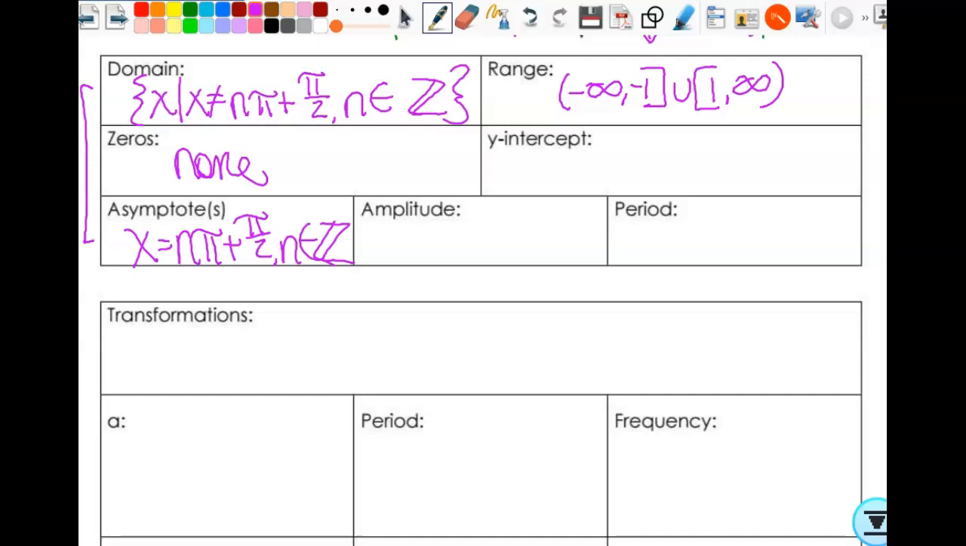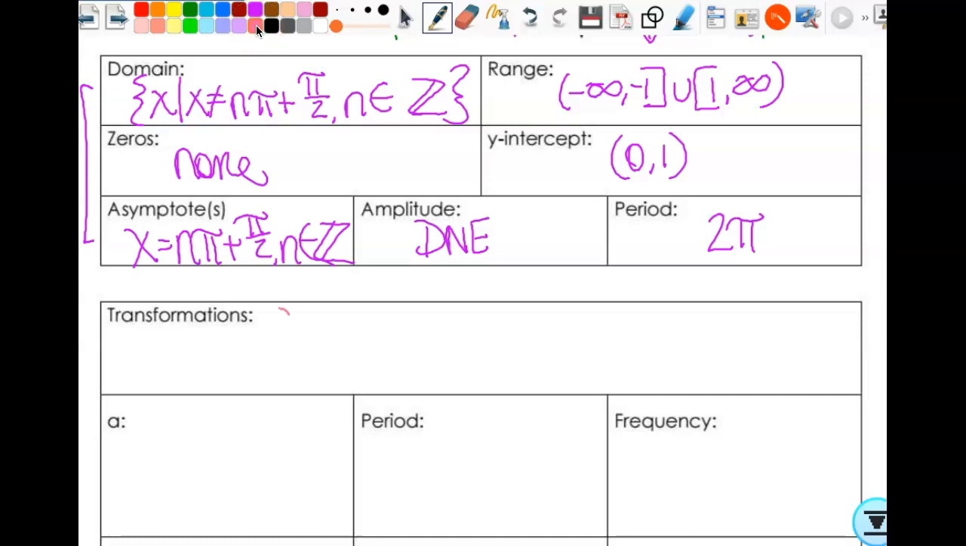Do I have a y-intercept? Yes, I do. It is at 0, 1. Amplitude still does not exist. What's the period? 2 pi, just like it was for cosine. Okay, sine and cosine are 2 pi, secant and cosecant are also 2 pi, right?